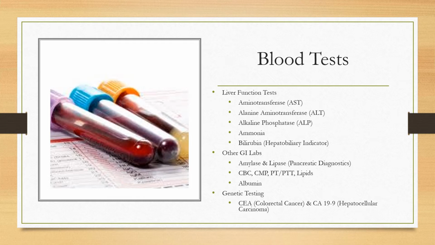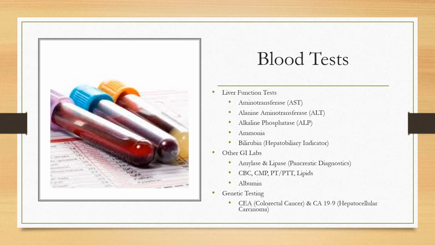CBC can be useful in terms of the white blood cell count. If it's elevated, it could make us think of inflammation or infection. We'll look at the hemoglobin to see if someone's anemic, say from bleeding. Complete metabolic panel, electrolytes, creatinine, BUN. PT-PTT is useful because if your liver is failing, your clotting factors are not going to be produced. You're going to have an elevated PTT and INR.